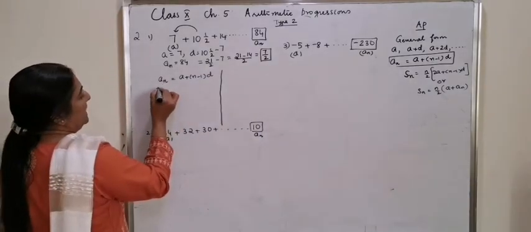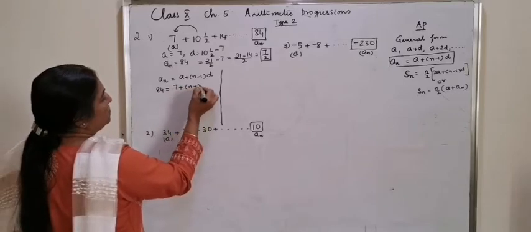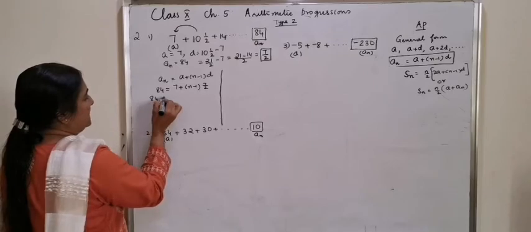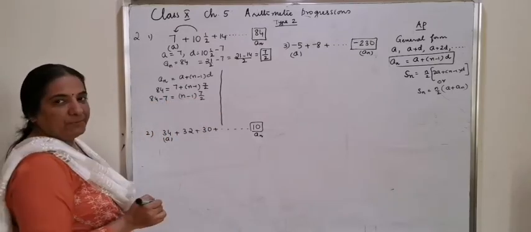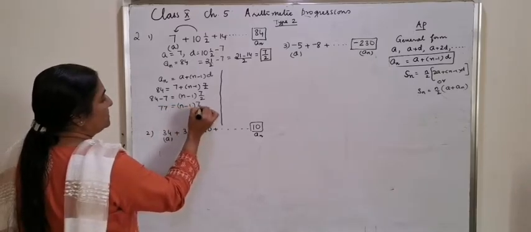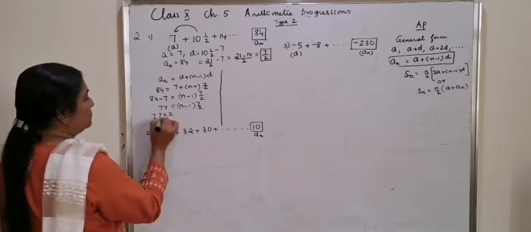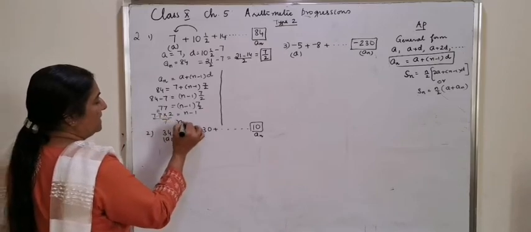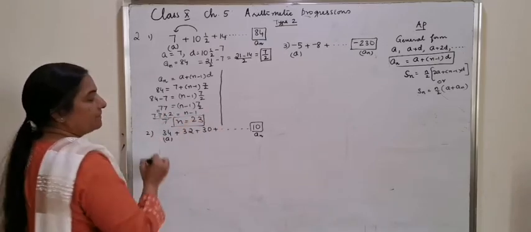AN value 84 is equal to 7 plus N minus 1 into 7 by 2. 84 minus 7 is equal to N minus 1 into 7 by 2. 77 is equal to N minus 1 into 7 by 2. It will become the reciprocal. 77 into 2 by 7 is equal to N minus 1, or N is equal to 22 plus 1, 23.